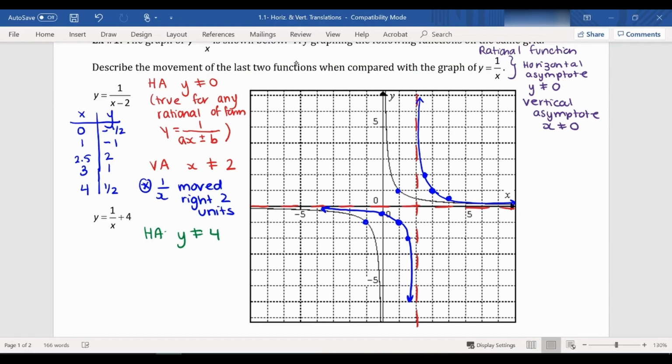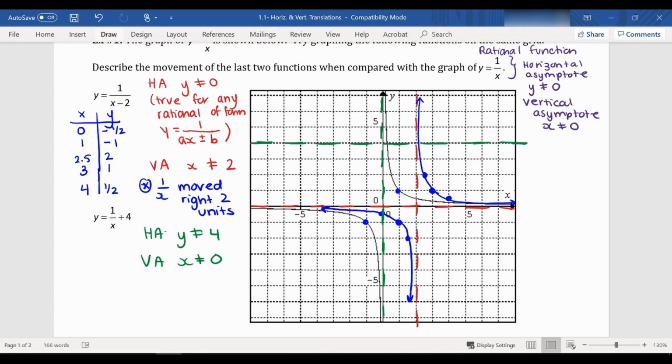Now, what about my non-permissible values? What can x not equal? If I take a look here, x cannot equal 0 because we cannot have 0 on the bottom of our fraction. So if we draw these in, we have x cannot equal 0, which is along our y-axis. And we have y cannot equal 4, which would be our horizontal asymptote.